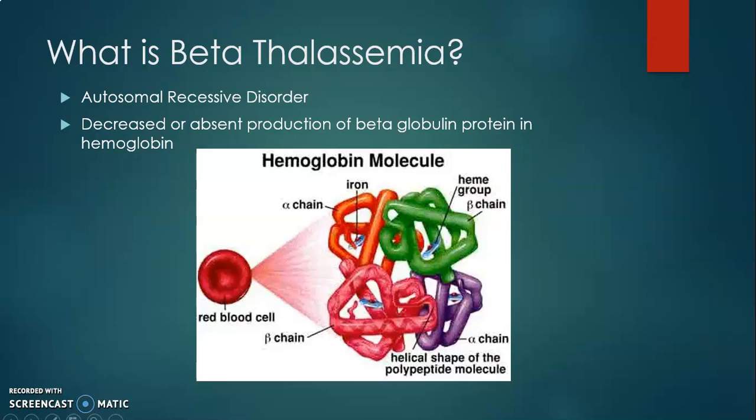Beta thalassemia is an autosomal recessive disorder. It causes a decreased or absent production of beta globulin protein and hemoglobin. As you can see, this hemoglobin molecule has 4 different proteins: 2 alpha chains, 2 beta chains, and each of them has a heme group where the iron is stored. There's alpha thalassemia and beta thalassemia, each of which would cause a decrease in its specific protein. This is also related to sickle cell anemia, which also causes misshapen hemoglobin.